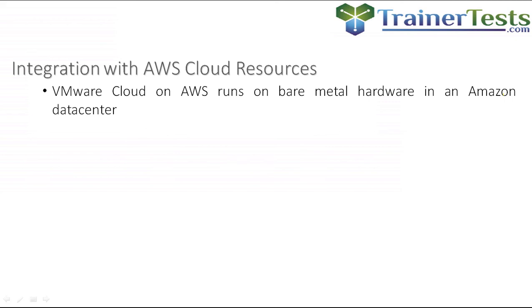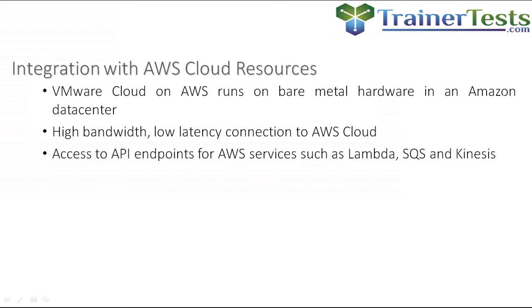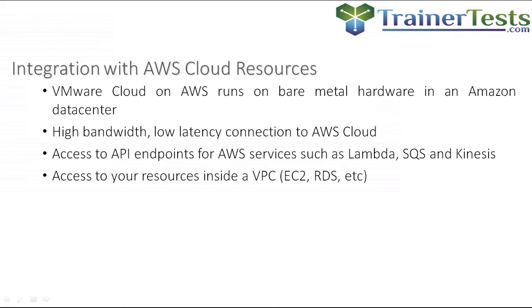You can also very easily integrate with native AWS resources. Right? So VMware Cloud on AWS runs on dedicated bare metal hardware inside of an Amazon data center. You can establish a very high bandwidth, very low latency connection to resources in the AWS Cloud, which can allow you to use things like Lambda, SQS, Kinesis, RDS, EC2, all of these resources that AWS provides, and it's a lot of resources. You can utilize those and have that high bandwidth connection.